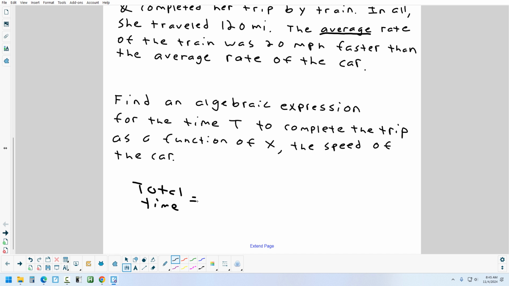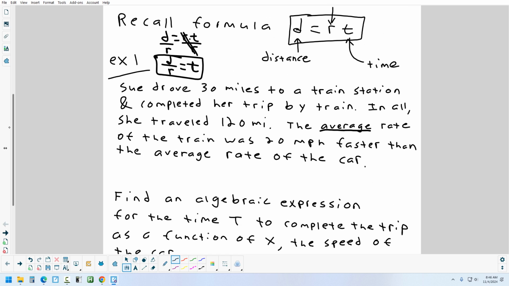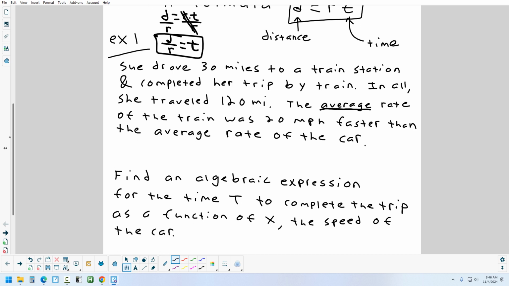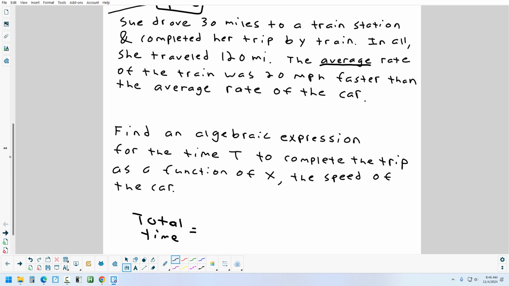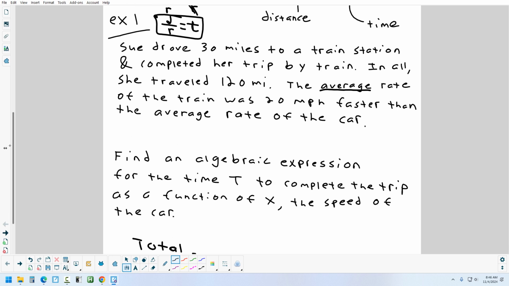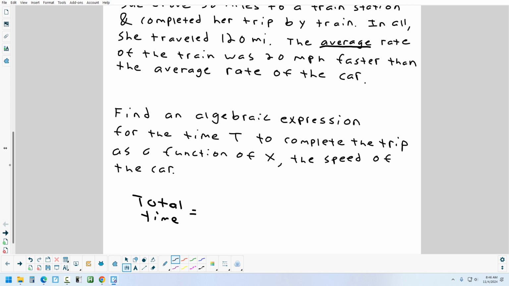How many different modes of transportation is she taking in this problem? Two. So what's the first mode of transportation? Car, or train, if we just read it in the order it's written. It says she drove 30 miles to the train station. So the first thing we have to do is figure out how much time she spends driving. Okay, that's going to be part of the total time.